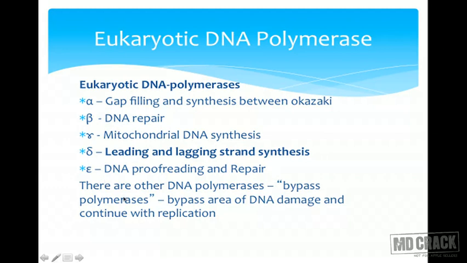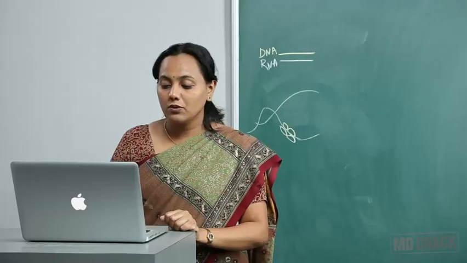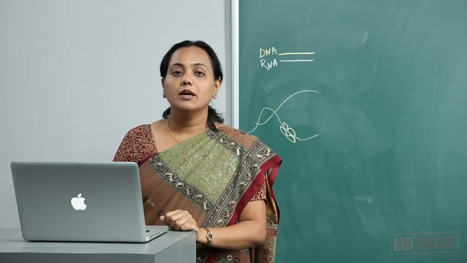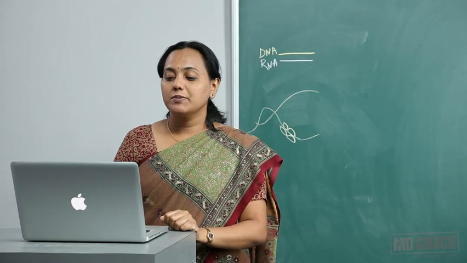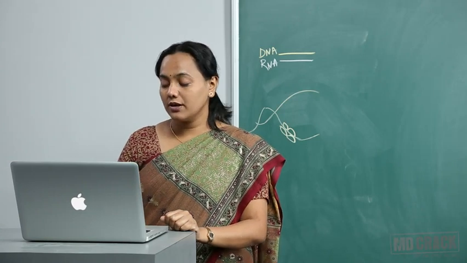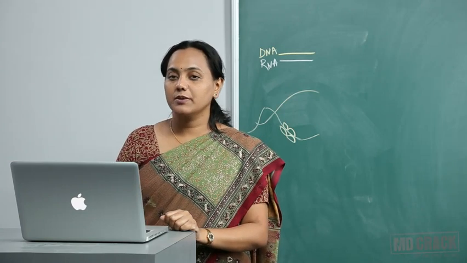Now, there are other DNA polymerases also in the eukaryotes, and these are also called bypass polymerases because they bypass the area of DNA damage and continue with replication. However, as of now, from an MCQ point of view, from a knowledge point of view, knowing that these are important is enough: alpha, beta, gamma, delta and epsilon. These are the different eukaryotic DNA polymerases.